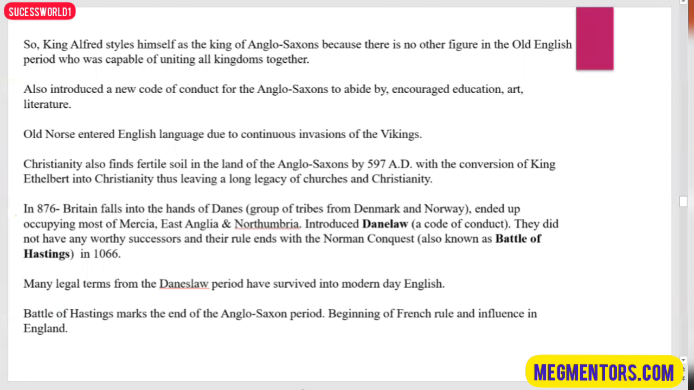Christianity also, in these times, finds fertile soil in the land of the Anglo-Saxons by 597 AD, with the conversion of King Ethelbert to Christianity, thus leaving a long legacy of churches and Christianity. Earlier it was all pagan, but because King Ethelbert converted, the masses in England started converting to Christianity, and it largely became a Christian nation. And in 876, Britain falls into the hands of the Danes.